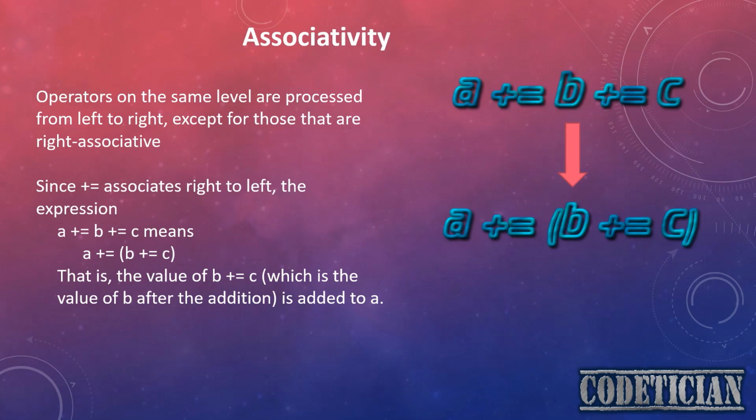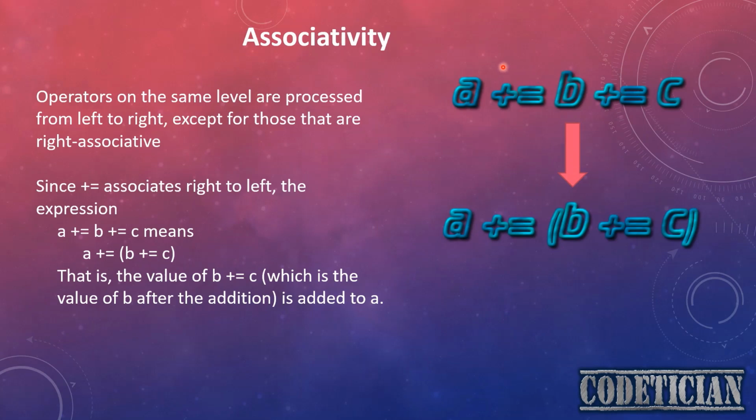But if the associativity is right to left, like the ternary operator, the assignment operator, or the unary operators. In this example, I've taken the assignment operator: A plus equal to B plus equal to C. In the last slide, we read that these assignment operators are right to left associative. This means the right part of the expression will be evaluated first before the left part. So it will be transformed into something like this.